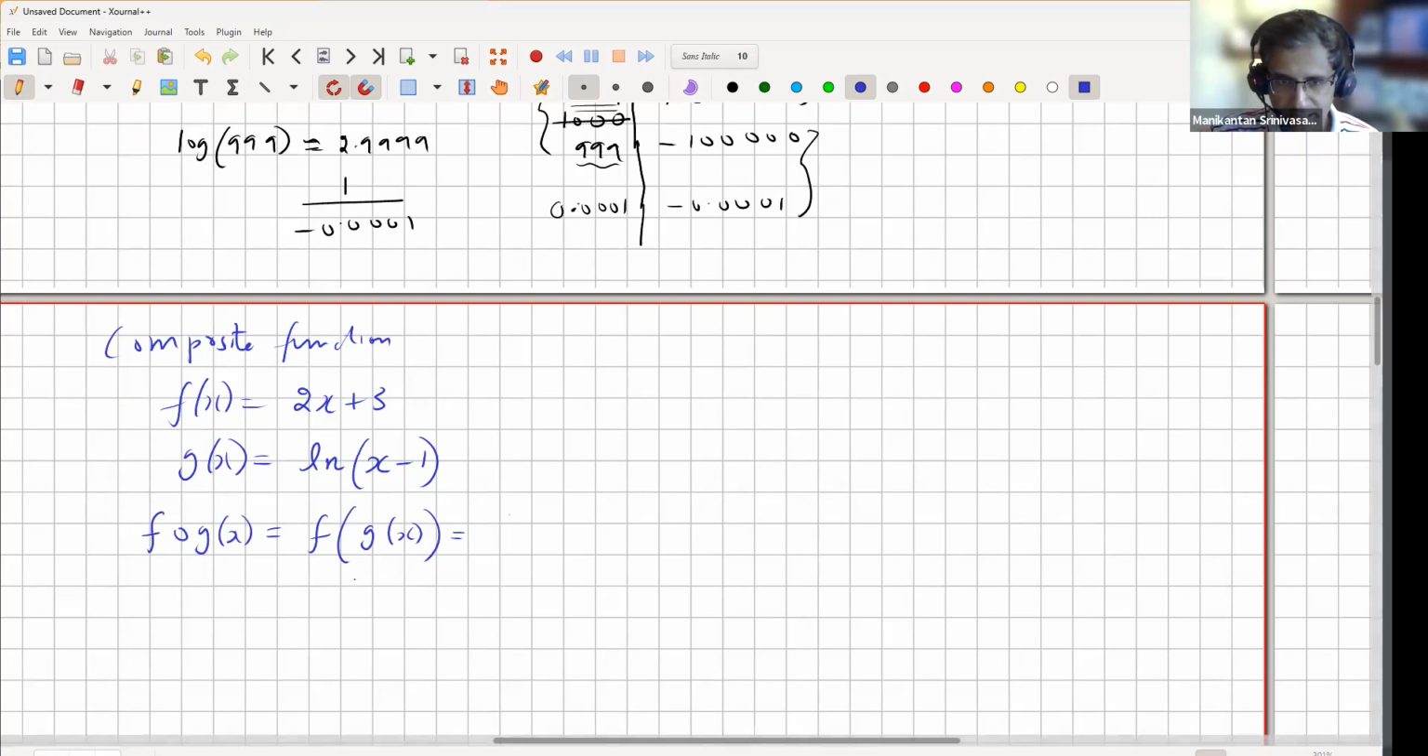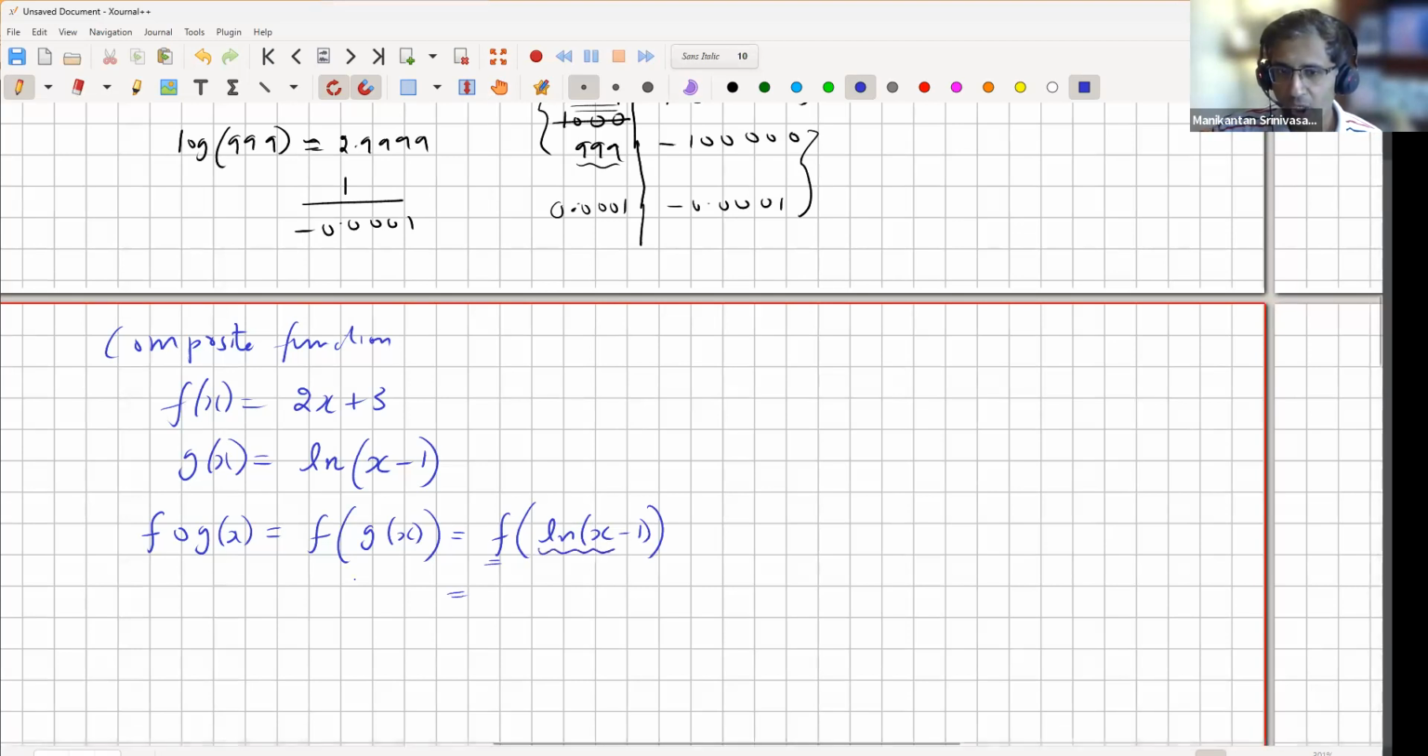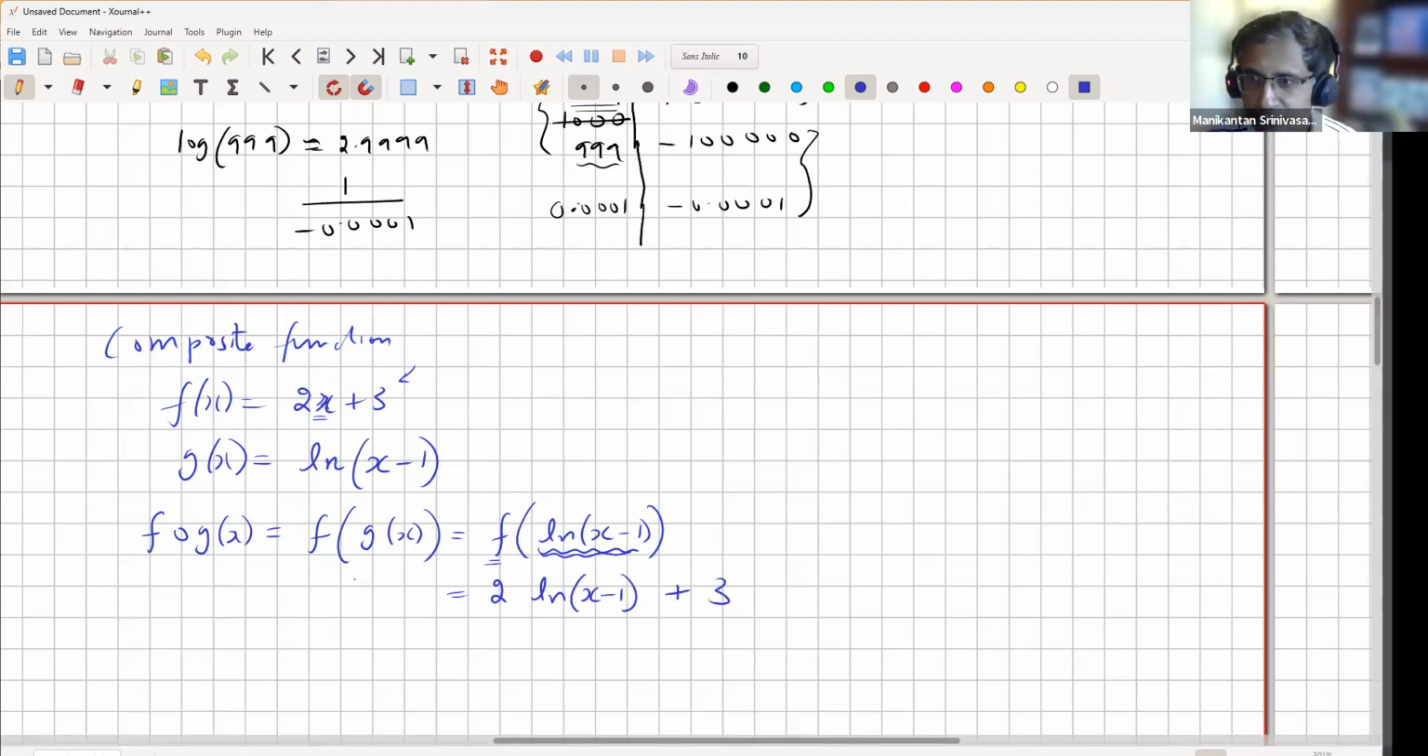So what is this in this case? f of the inner function, which is ln of x minus 1. Now f itself is a function. What does it do? Whatever input comes to f, it knows to double that input and add 3. So the input itself is ln of x minus 1, but f will take any input, double it and add 3. So f of this would become 2 times ln of x minus 1, plus 3. Does it make sense?